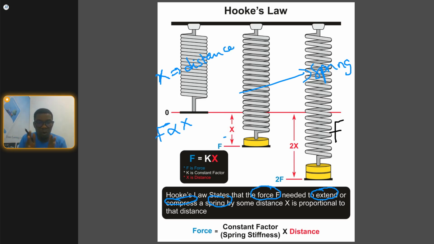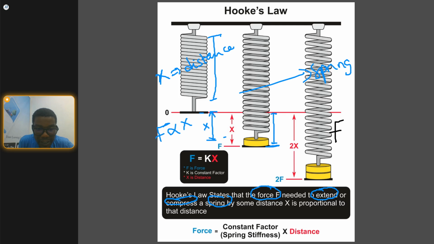The force needed to compress or extend a spring is directly proportional, varies directly, to the distance x. This is the normal length of the spring, and the force is needed to extend it to this place, because from here to here, there's an extension. So x represents the distance from the last normal length of the spring to the new length.